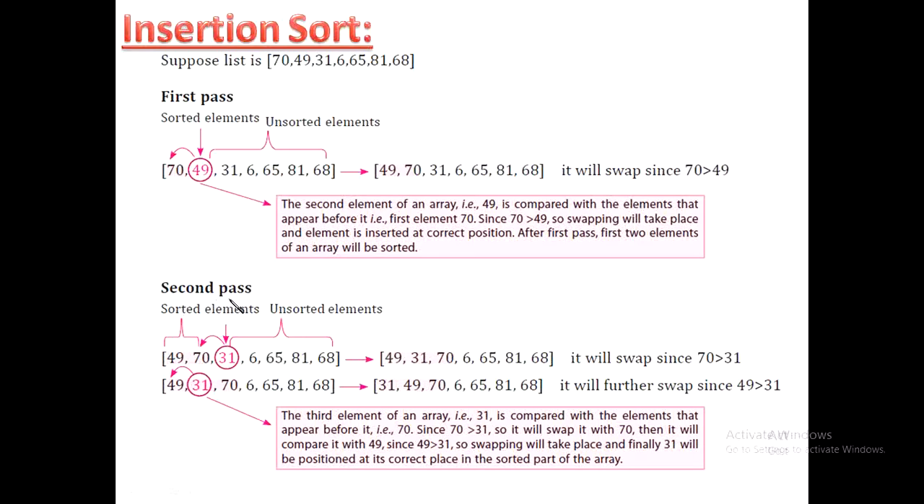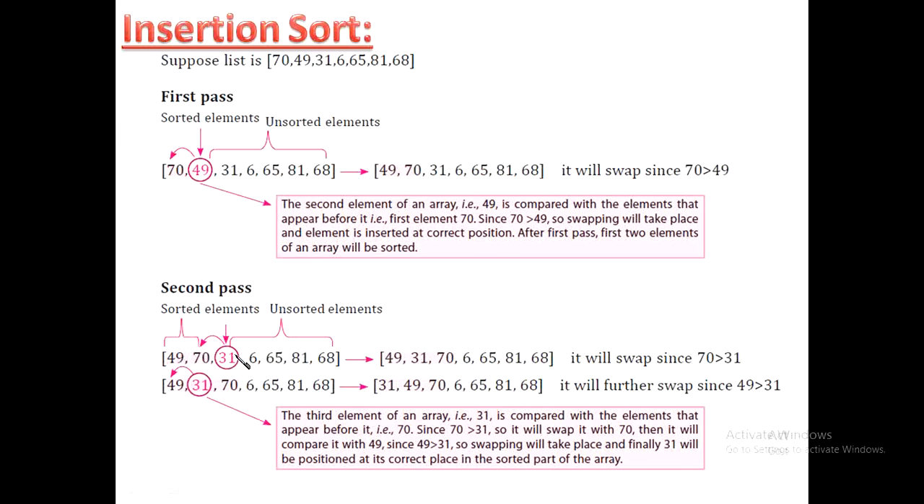Now come to the second pass. In the second pass, the first 2 elements will be considered as sorted elements and the rest of the elements will be considered as unsorted elements. Like in the first pass, in the second pass also we will take the first element of the unsorted list and compare it with the sorted elements. So 31 will be compared with 70 and also 49.